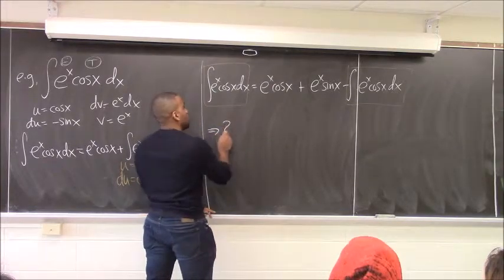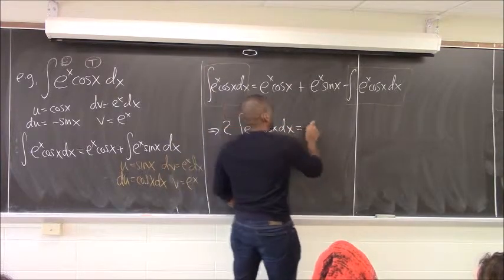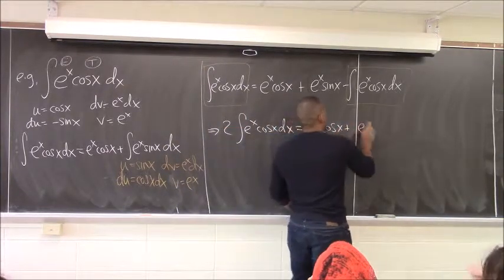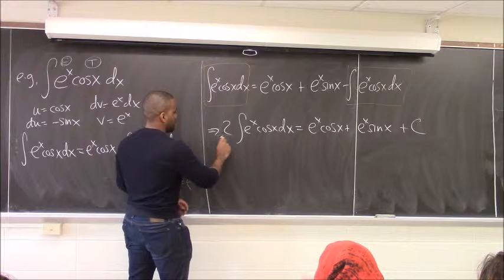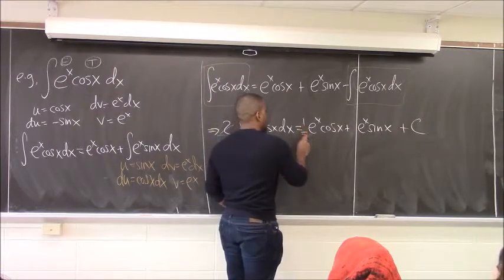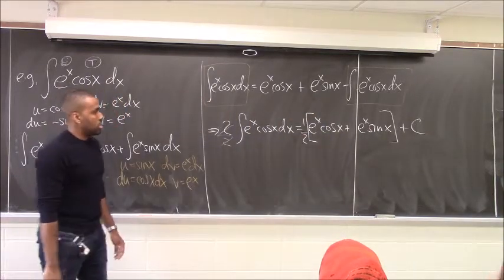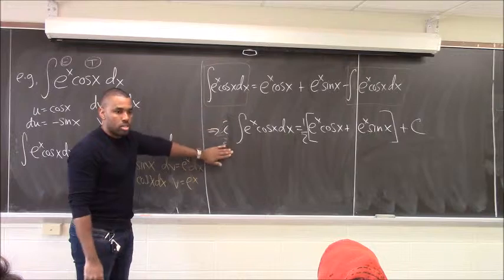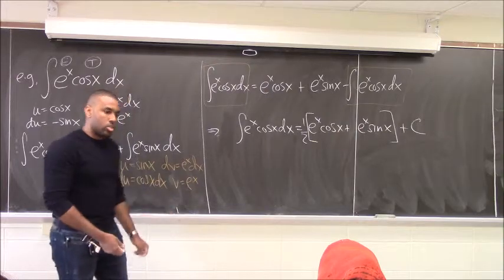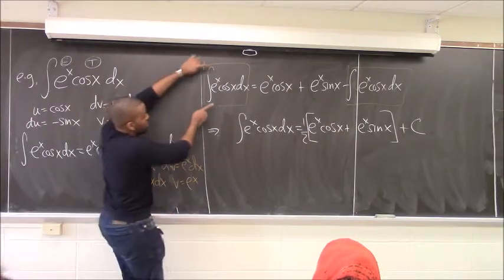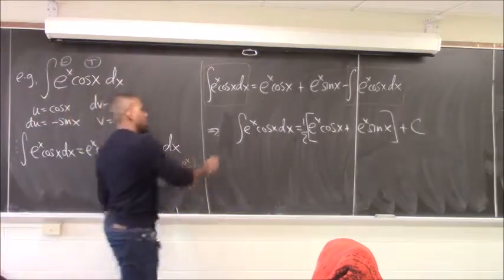So if I move this guy over here, of course there's going to be a plus c when it's all said and done, and then I would just divide both sides by 2. So I end up with 1/2 times all of this. When you're finding an indefinite integral, there's always a plus c. This integral has a plus c associated with it. There's always an arbitrary constant of integration, as long as you don't have numbers on the thing. So that would be the answer.